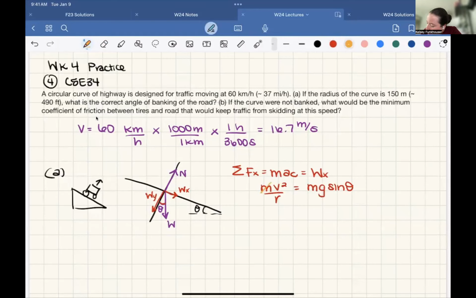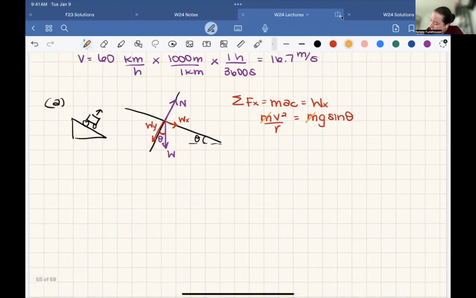And then mass is on both sides, so we're going to cancel that out, which is good in a couple different ways. For one, this is supposed to work for just any cars, so the mass shouldn't matter. And then also we weren't given a mass, so it's helpful that it goes away. So then we can divide g on both sides and take the inverse sine of both sides, and we end up with v squared over gr equals the sine of the angle, so theta is the inverse sine of that. And I can plug in for this.